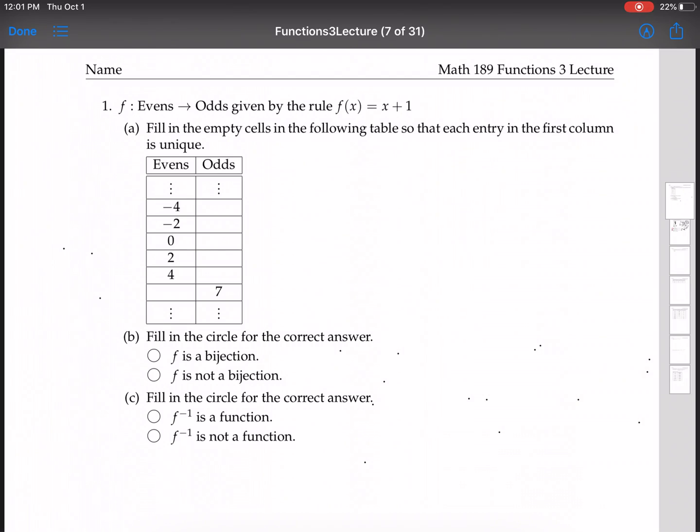Okay, so the way I want you to do these problems is to fill out the table first and then use the information in the table to answer the other questions. All right, so let's start with the table. We have a function f from the even integers to the odd integers. F of x equals x plus 1. That's the rule.